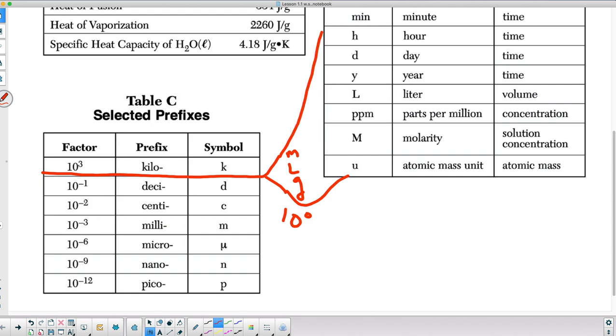That ends up being extremely important when we go from one prefix to another, especially because we use these the most, like meters to centimeters, or liters to milliliters, or kilograms to grams. We need to know where the grams place is on this selected prefix table. Okay, so let's keep going here.